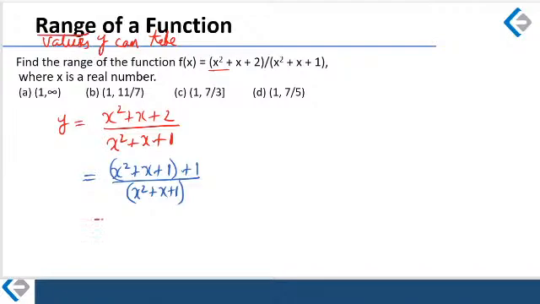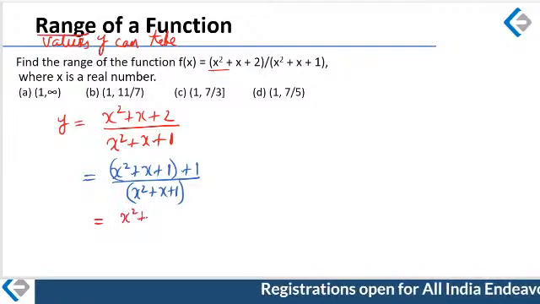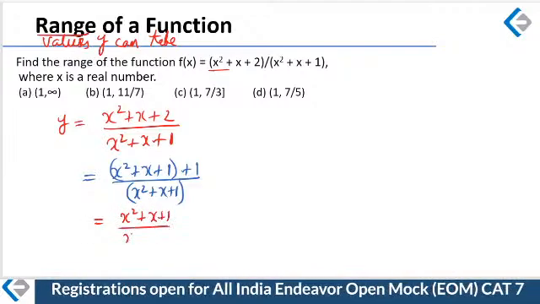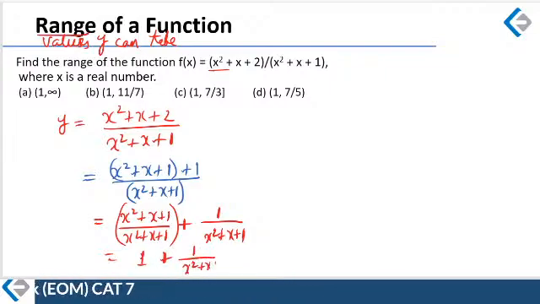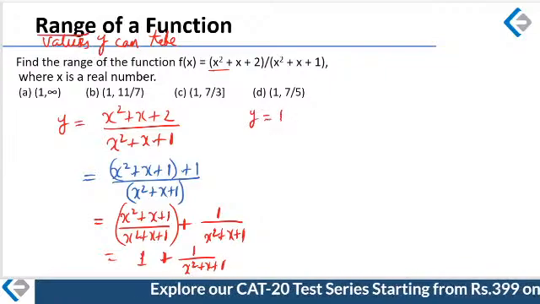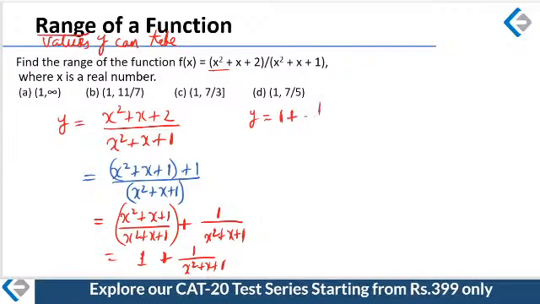So from here you will do what? Split it as x square plus x plus 1, plus 1, divided by x square plus x plus 1. That's what you write here. What is the first portion? First portion is 1. Therefore, you are finally writing y is equal to 1 plus 1 divided by x square plus x plus 1. That's what you are writing.